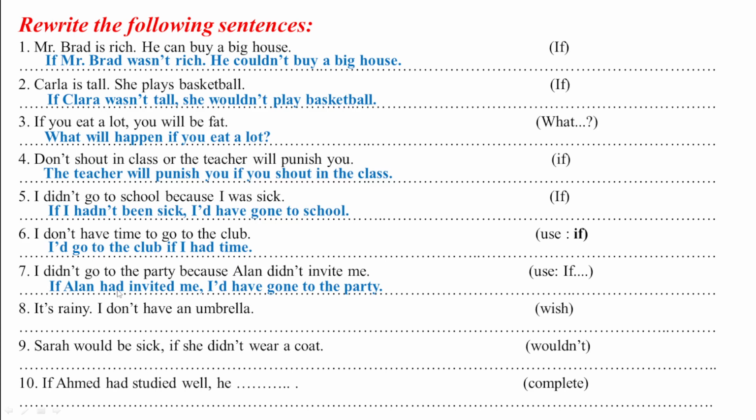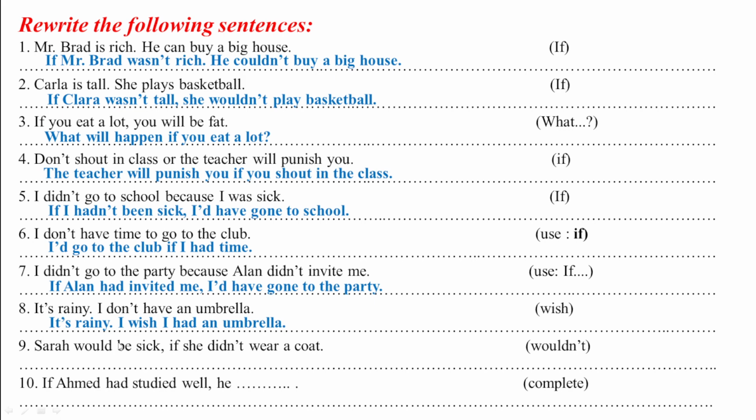It's rainy. I don't have an umbrella. We are asked to use wish. To make a wish here, look at this situation. It's a present one. So we have to change this sentence into the past simple in this way: It's rainy. I wish I had an umbrella. And I have changed it from being negative into positive.